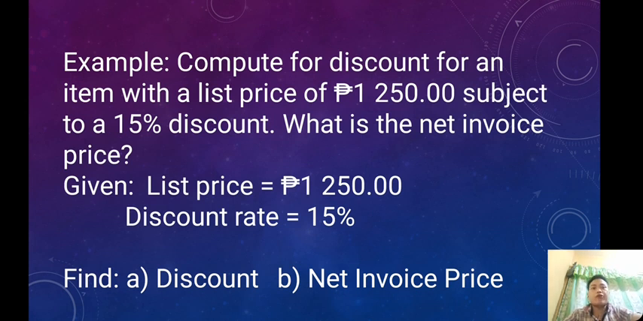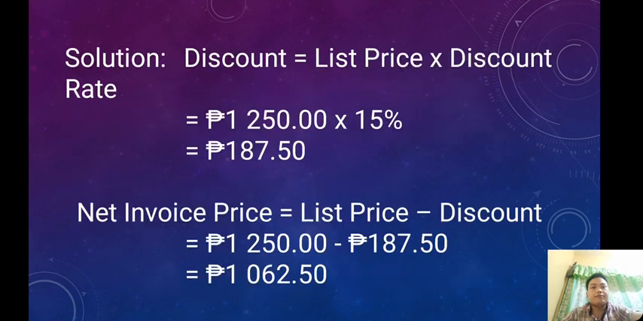Okay, next, example number one for a single discount. Compute for the discount for an item with a list price of 1,250 pesos, subject to a 15% discount, and find the net invoice price. What is the net invoice price? Given the list price of 1,250 and the discount rate equal to 15%, first find the discount and the net invoice price. So we have here a solution.